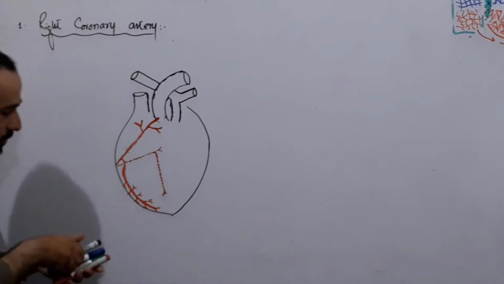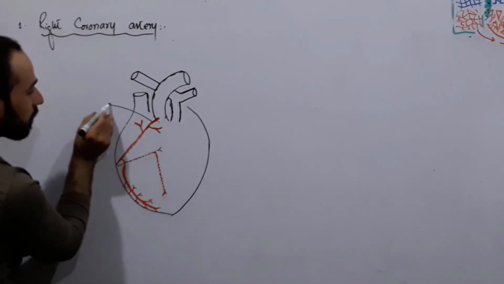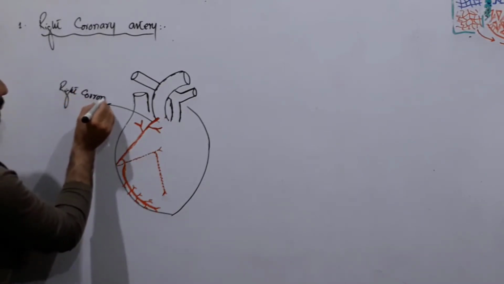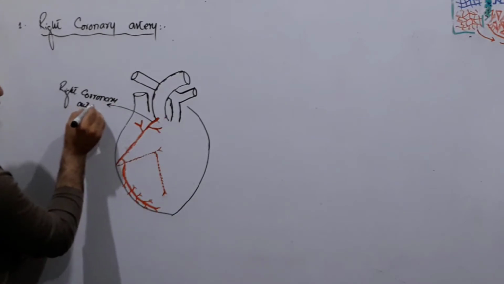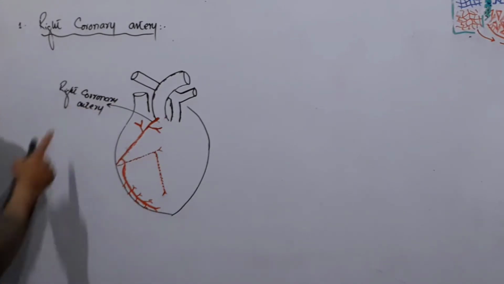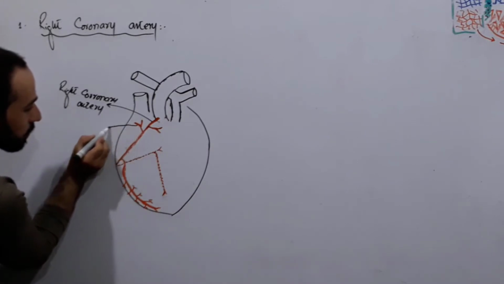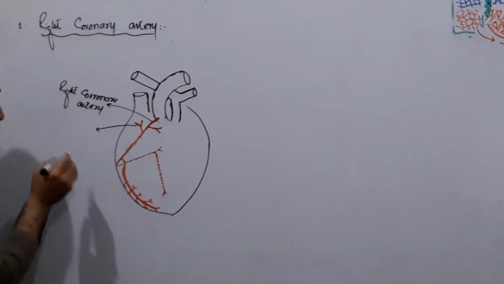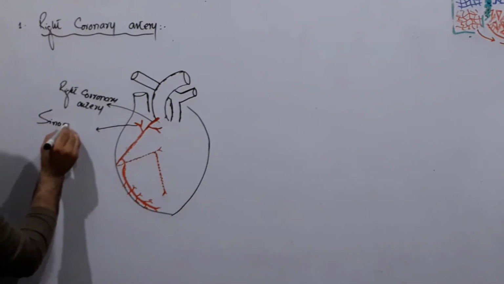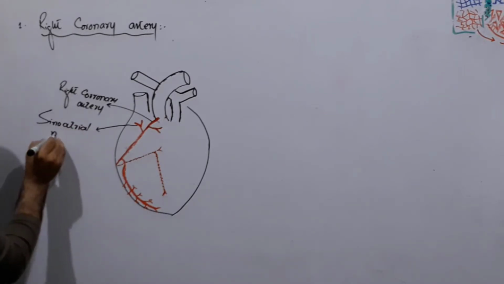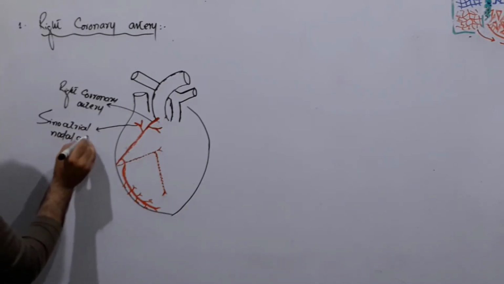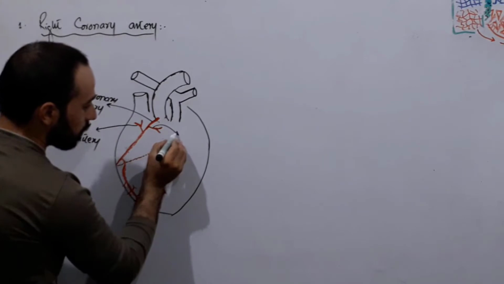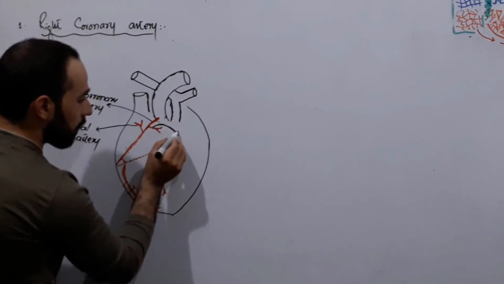Now let me mention all of them. Friends, this is our right coronary artery. Clear? Then here is a branch, and this branch supplies blood to the SA node, so we call it the sinoatrial nodal artery. Then here is a branch which supplies blood to the right atrium.